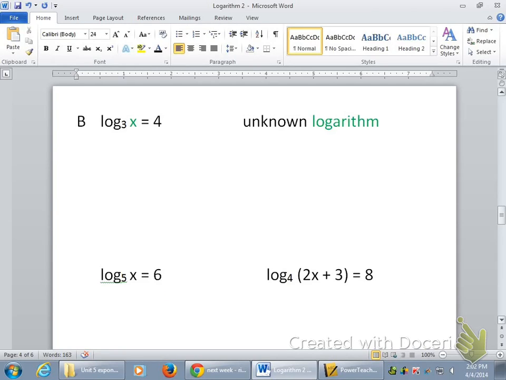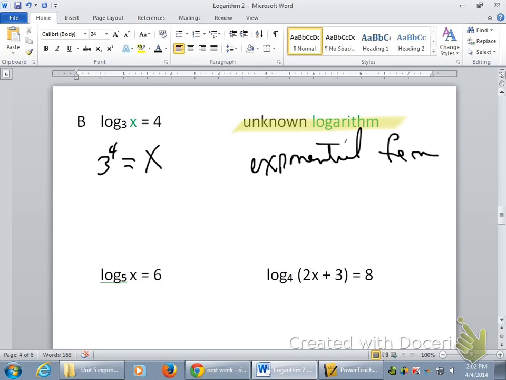Okay. So here's a more typical situation, if you have an unknown logarithm. You still want to write it in exponential form. So that's going to be 3 to the 4th equals x. That can't be any easier, can it? 3 to the 4th power is 81. So 81 equals x. Pretty straightforward, right? Now, obviously, we can make these more difficult, and Math 3 will make these more difficult. But this is the basics. This is how to get started with it, okay?